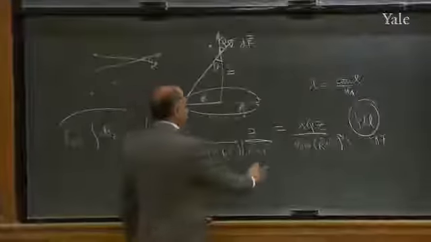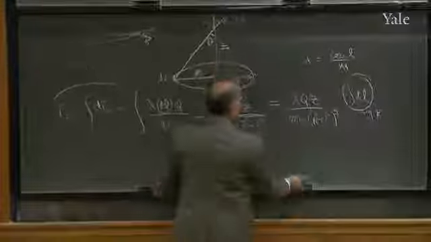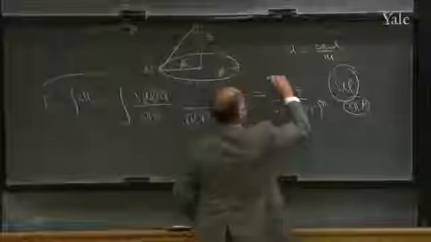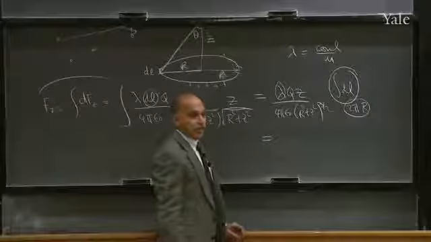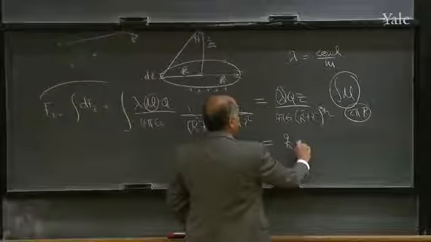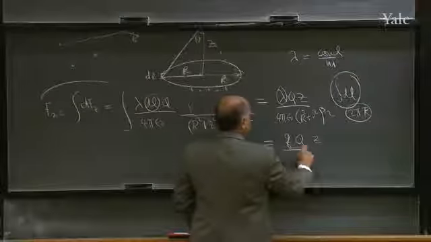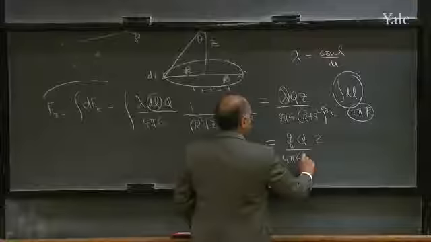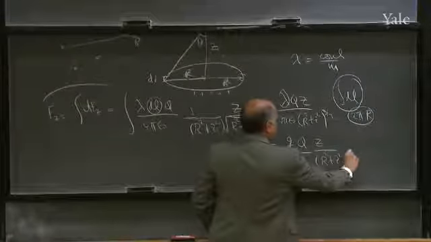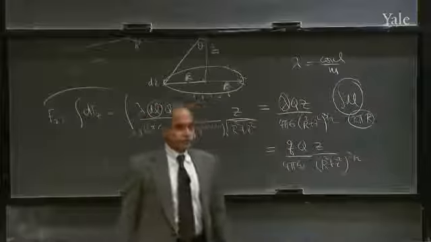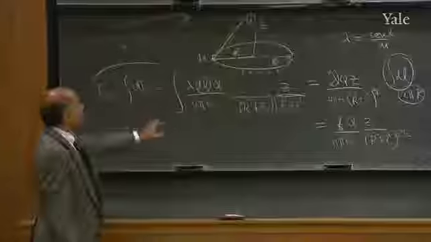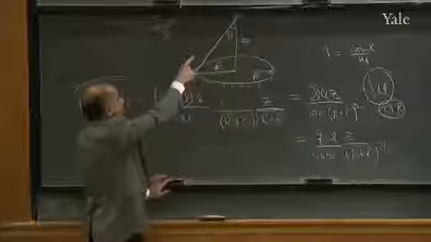So that's the answer. The force looks like lambda times 2 pi R. What is that? Lambda is the charge per unit length. That times the length of the loop is the charge on the loop. This is the charge you're putting there. It's divided by 4 pi epsilon 0 times R squared plus z squared to the 3 over 2. That's an example of calculating the force, which will be in this direction.